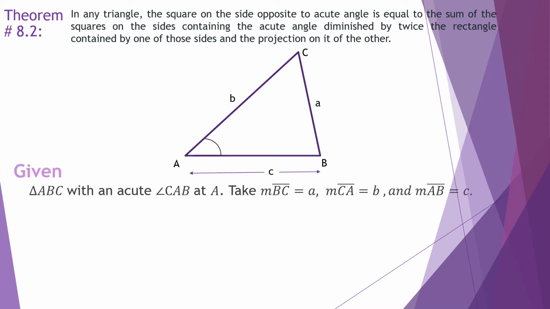Triangle ABC with an acute angle CAB at A, take measurement BC is equal to a, measurement CA is equal to b, and measurement AB is equal to c.